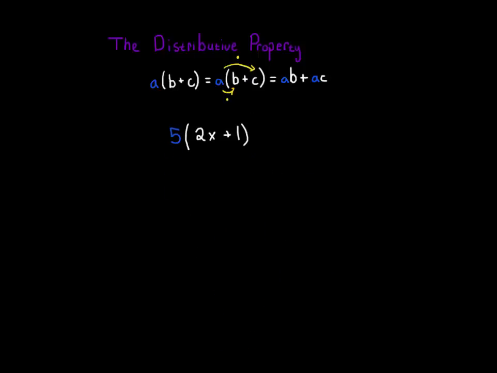One last note. When working with distribution, it's not uncommon to see an expression like 5 times (2x plus 1). As you distribute, the 5 and 2 multiply together to give 10. So 5 times (2x plus 1) equals 10x plus 5.